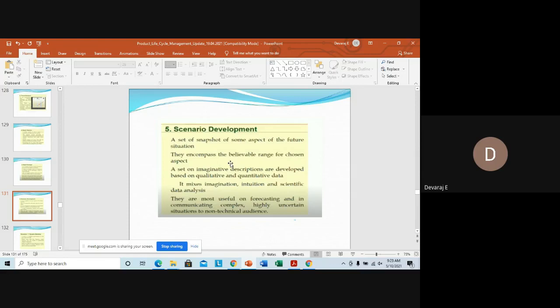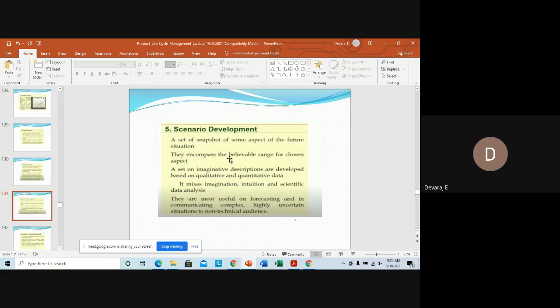Anyone? You can see in the statement on the first line, a set of snapshots of some aspects of the future situation. So scenario development is nothing but, okay, they will keep the past data, and they will be predicting for the future. They may go for quantitative or qualitative methods to solve that problem. If any problem exists, they will analyze the past data, and by using the quantitative or qualitative method, they will try to give the results for the future. That is forecasting for the future.